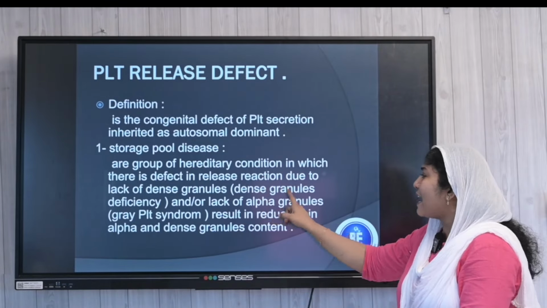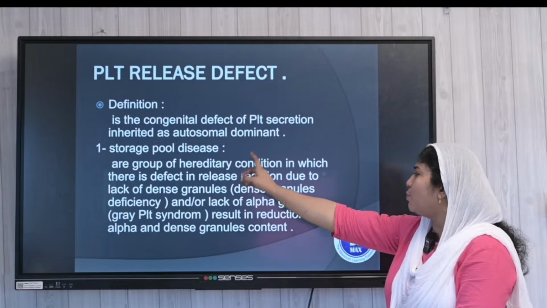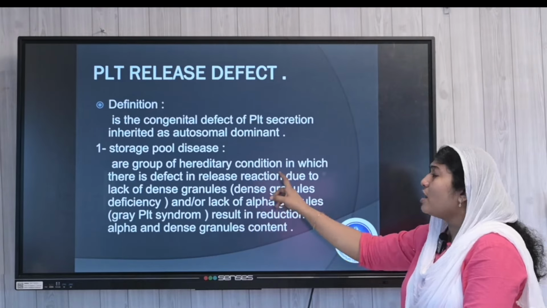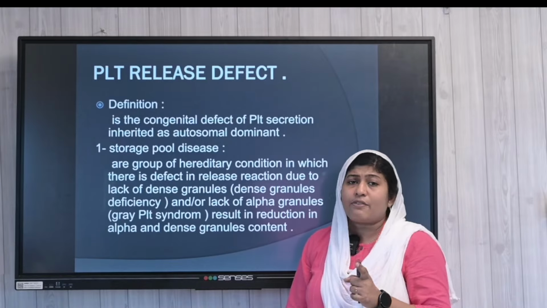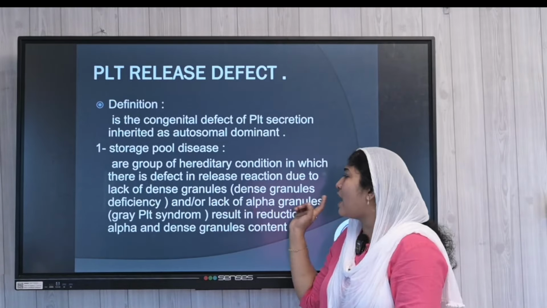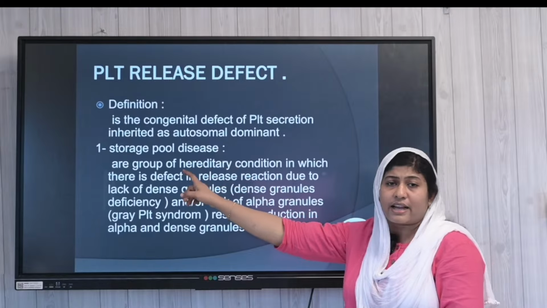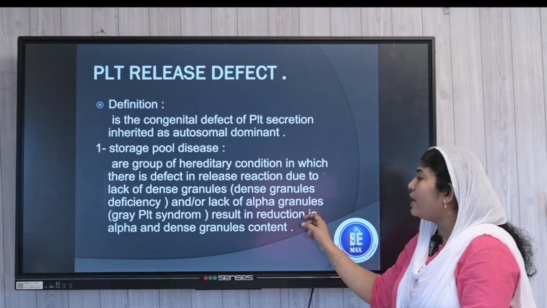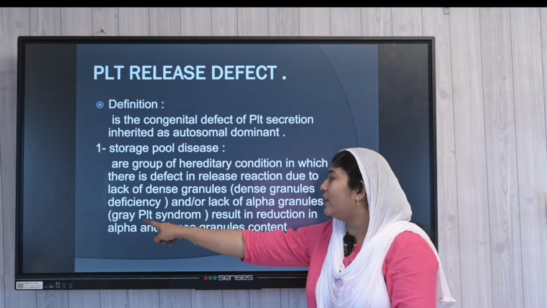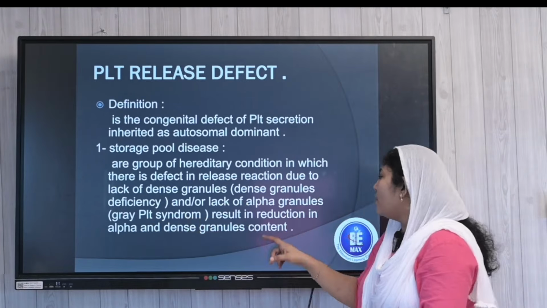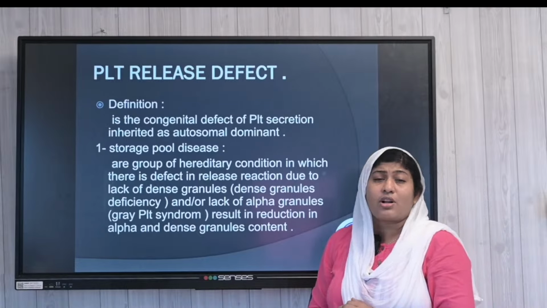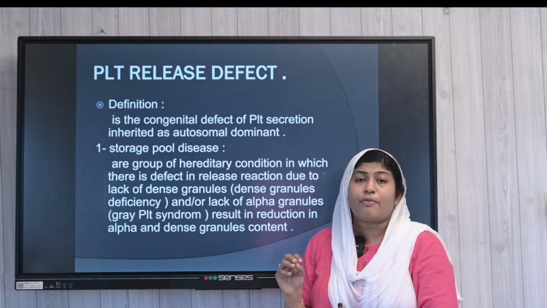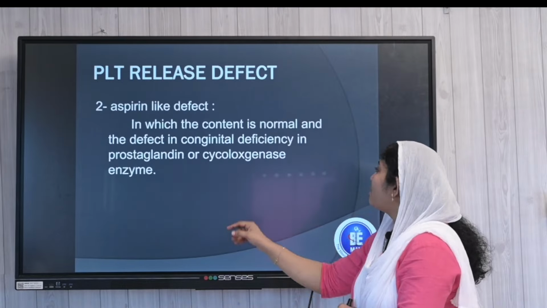So, dense granule deficiency is called storage pool disease, or it may be due to alpha granule deficiency. See, two granules are there mainly, alpha and dense granules. If the dense granule has a problem, the patient will suffer the condition called storage pool disease, and if only the alpha granule has a problem, that is a condition called gray platelet syndrome. So, overall we can say both granules' contents are very important for the proper adhesion of platelets to the injured area in order to prevent bleeding.